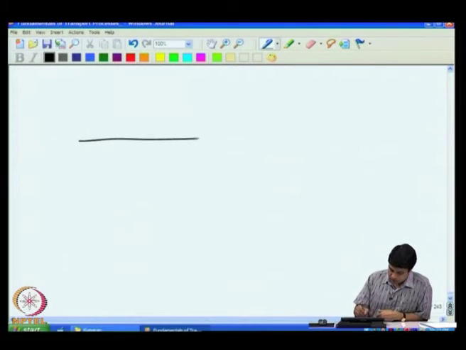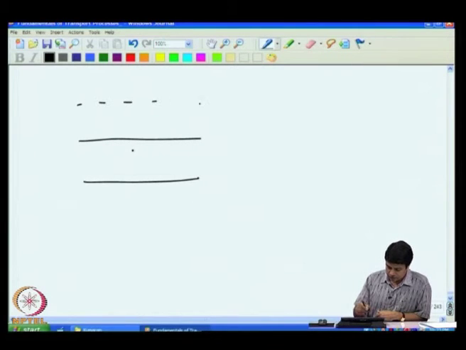If I had two walls and a source in between, then I have to consider many images both above and below.